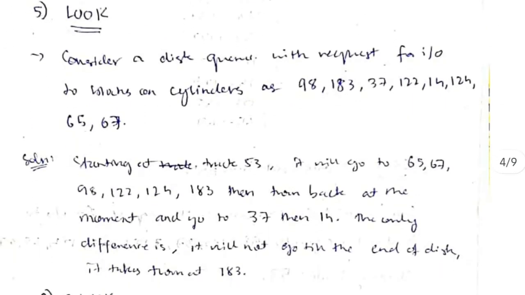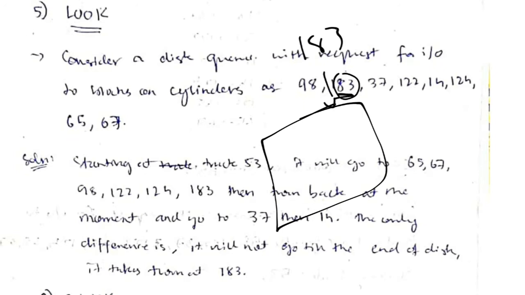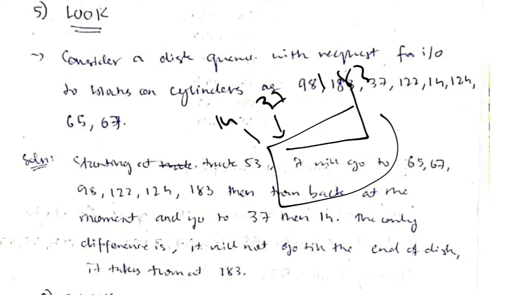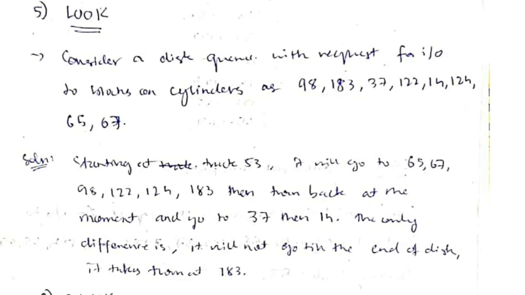The fifth one is look. In look, the same thing is there, but it will not go till 199. Its maximum is 183, right? We need till 183 only. No number more than 183 is present here. So we'll not go till 199. After 183, we will come back directly to 37, then to 14. We'll save the time which we used earlier traveling till 199. If we use this algorithm, that's known as look.